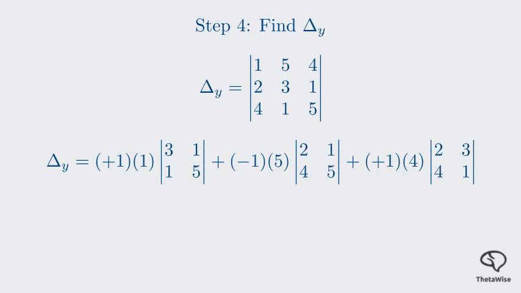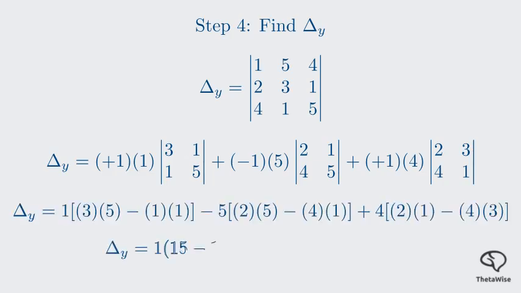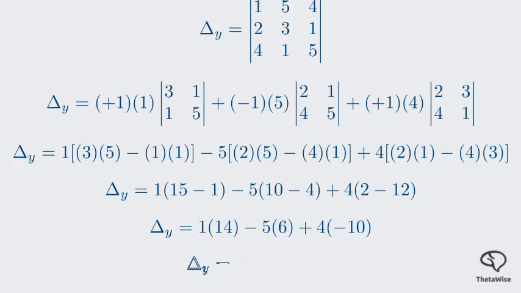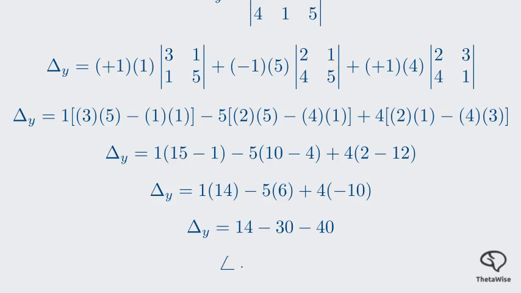Let's calculate the values of these three 2 by 2 minors. The first minor is 3 times 5 minus 1 times 1, which is 15 minus 1, or 14. The second minor is 2 times 5 minus 4 times 1, which is 10 minus 4, or 6. The third minor is 2 times 1 minus 4 times 3, which is 2 minus 12, or negative 10. Now we perform the multiplication and subtraction. 14 minus 30 is negative 16, and negative 16 minus 40 is negative 56. So delta y is negative 56. This is consistent with the provided solution.